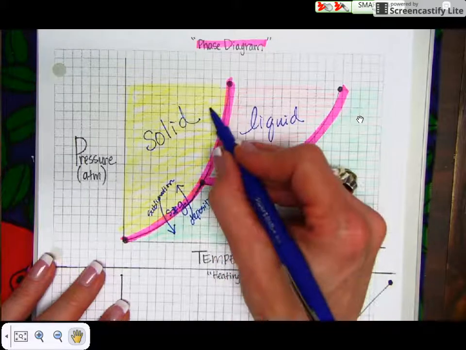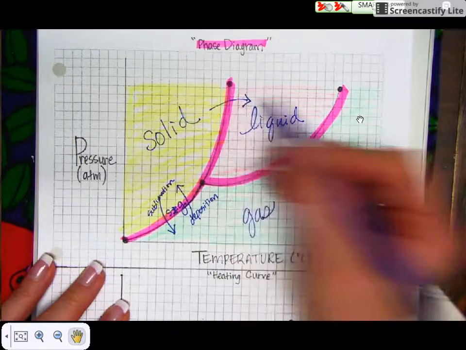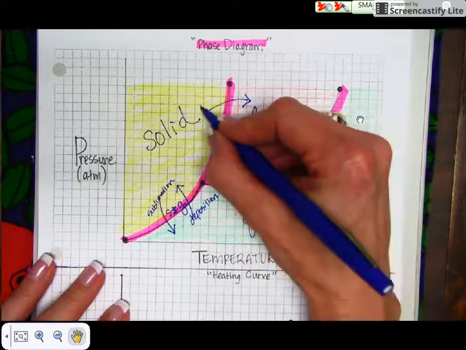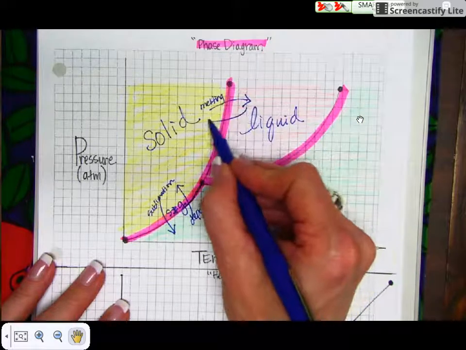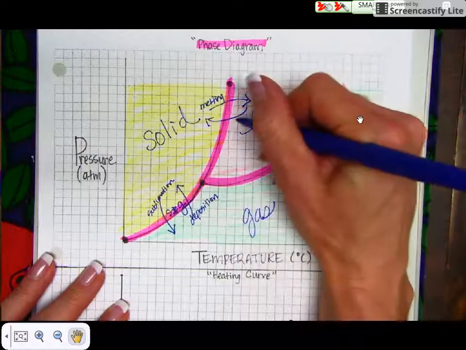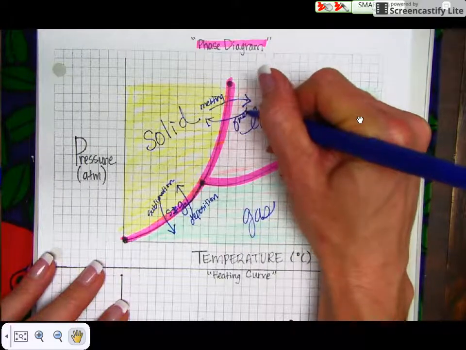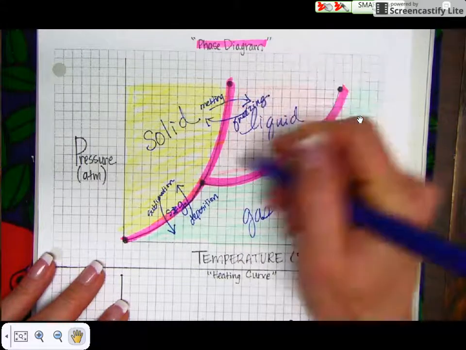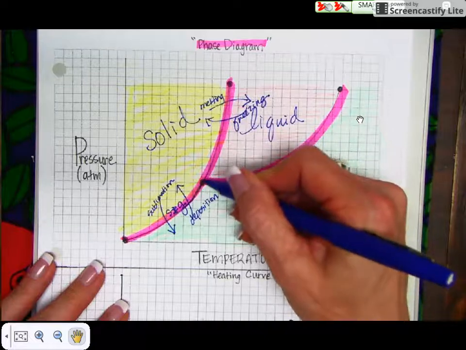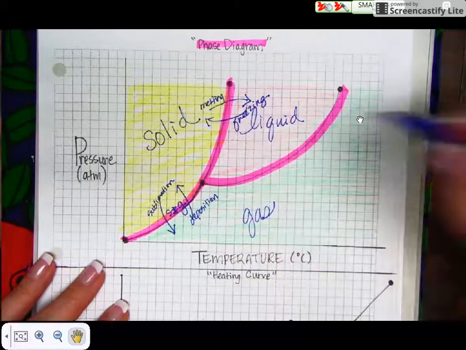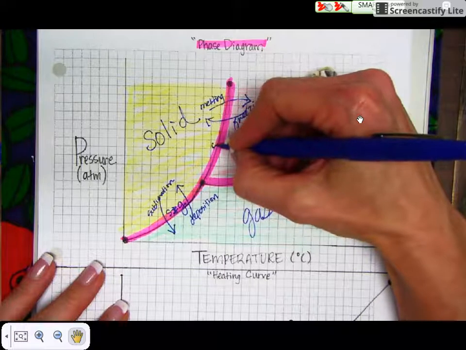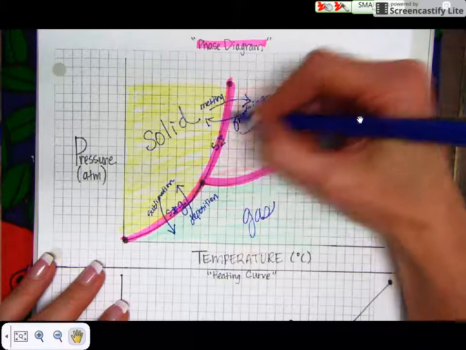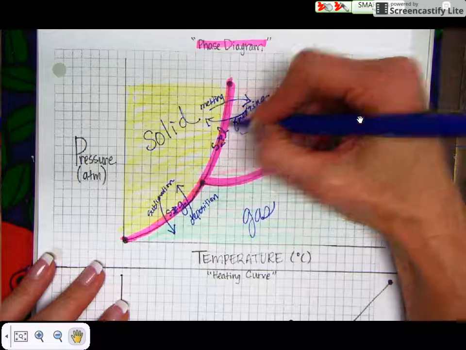As you cross the line solid to liquid, we call that melting. And then of course we all know that if you go backwards, liquid to solid, that is called freezing. So if you cross the line between the solid and liquid phase, you have a phase change occurring, and you have two states of matter. Solid is in equilibrium with the liquid.